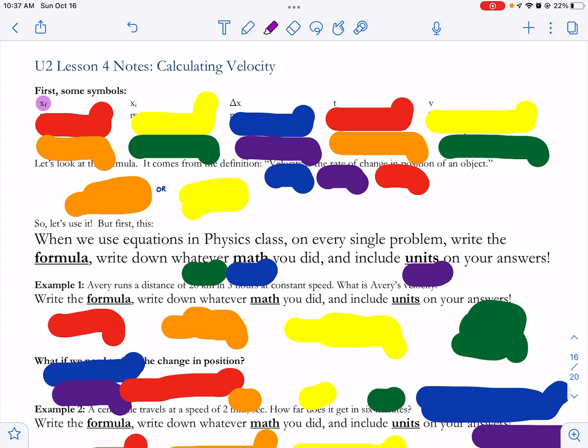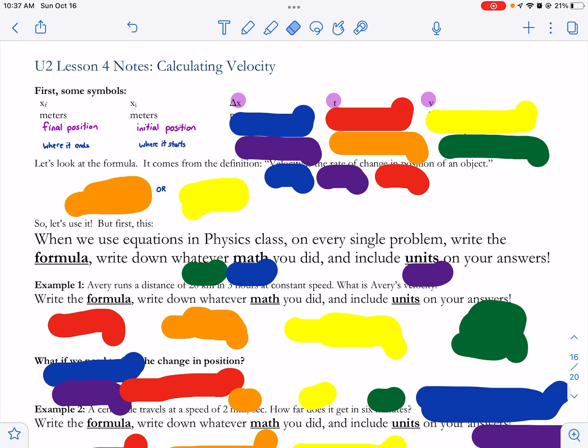Okay, so to begin with, I've got all the symbols across the top up here. You can see the XF and the XI and the delta X and the T and the V. Those are the letters. That triangle we've seen before because we already talked about finding the change in position. That change in position is how we calculate with the velocity. Okay, so to begin with, XF is the final position. We measure it in meters, and remember that's where it ends. XI is the initial position, also measured in meters, and that's where it starts.